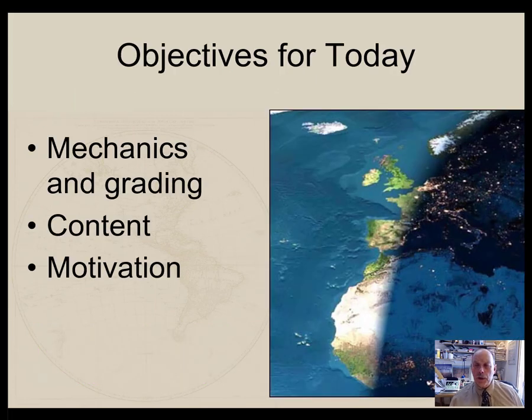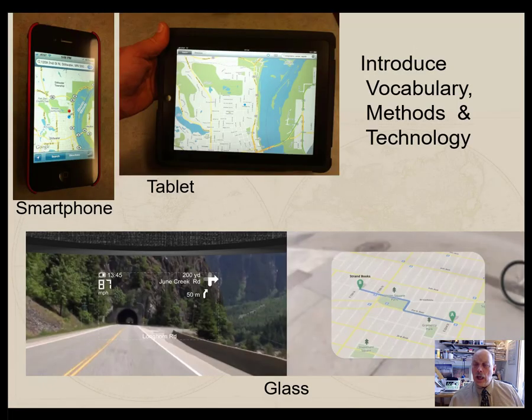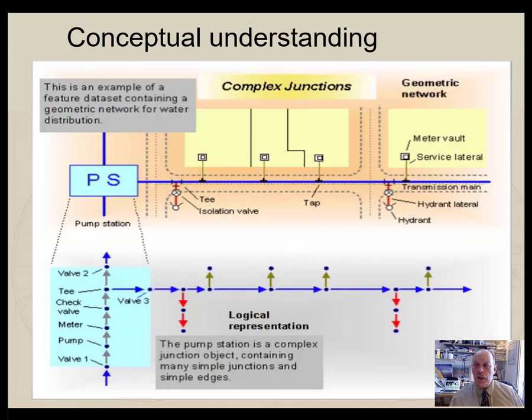The objectives of this video are a bit about mechanics and grading and a tiny bit about content and motivation. In our class, we're trying to introduce you to a vocabulary, methods, and technology to help analyze and solve geospatial problems. Our textbook helps you develop a conceptual understanding, because that conceptual understanding will carry you through and make you more resilient as the software changes, because software changes every year. All sorts of new products come out. But if you've got a good conceptual understanding of GIS and the geospatial analysis process, you'll be able to adapt as you go through your career using GIS as a supporting technology.